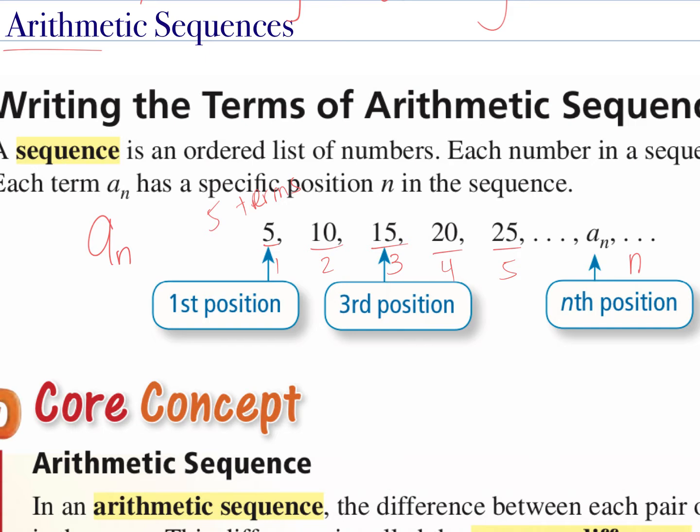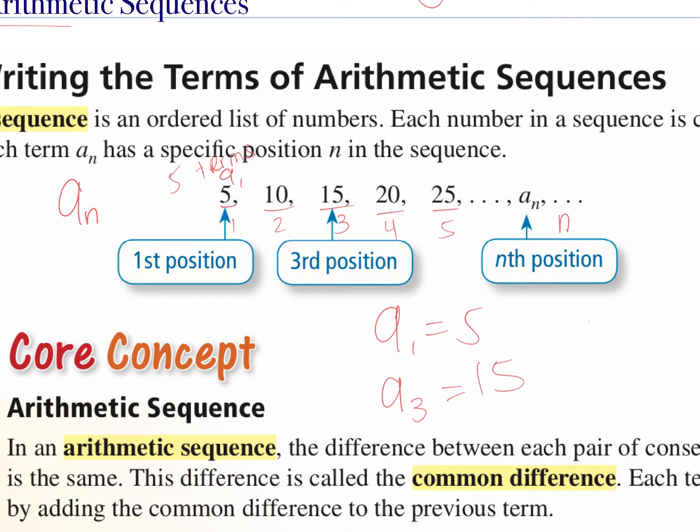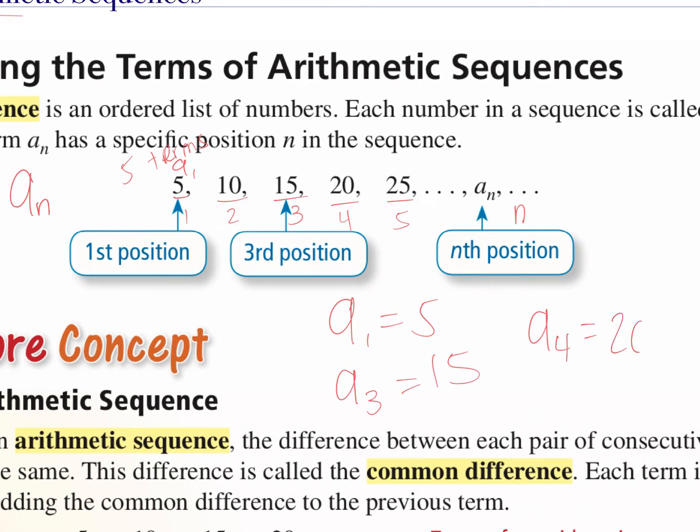So, for example, which of these would be A in the first position? 5. It's 5, okay? So A sub 1 is up here. Which of these would be A in the third position? 15, okay? So on and so forth. Let's just do ones to make sure that we got it. What would be A sub 4? 20, because 20 is in the 4th position. Does that make sense? So the little number next to the A that's really small, that's telling you which position you need to access, okay?